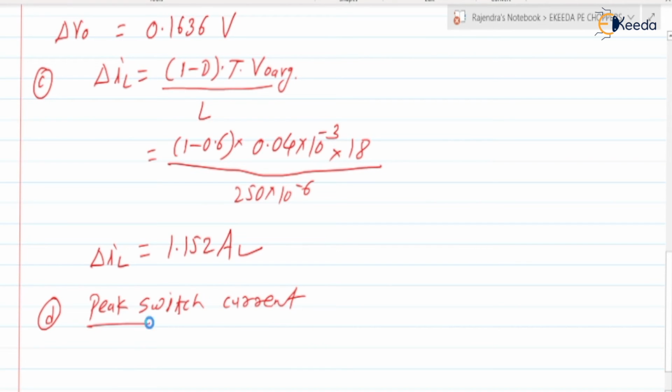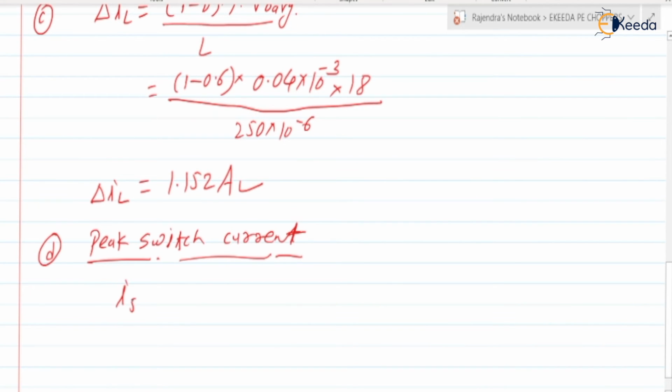So if you check the peak value of the switch current, when the switch is in the on state, I_SW peak is nothing but what? For the buck boost converter, when the switch is in the on state, the peak value of the inductor current is nothing but the peak value of the switch current. So it is nothing but I_L peak only. And what is I_L peak?